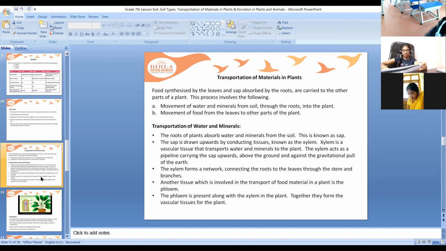Another tissue which is involved in the transport of food material in a plant is phloem. So this was about xylem. I want to show you a video about xylem, so that it will be clear to you.